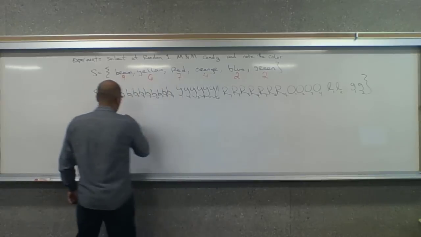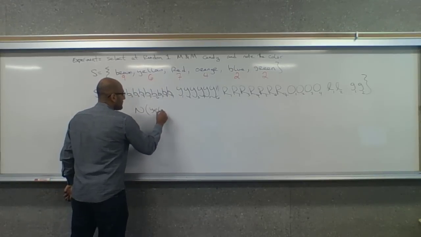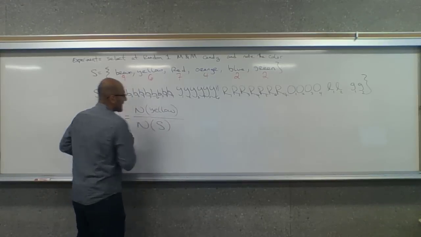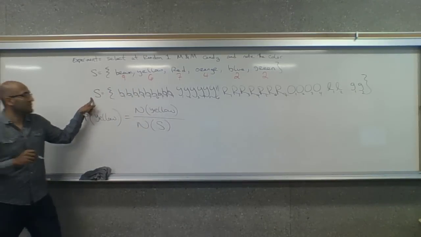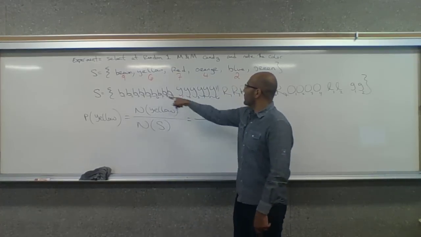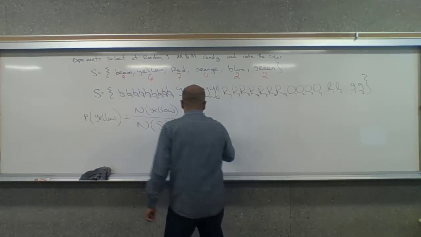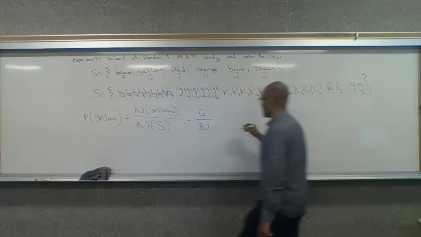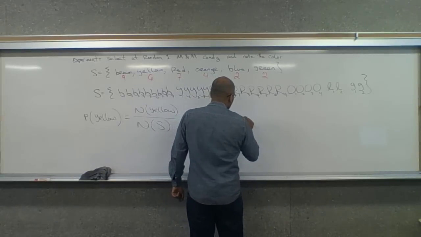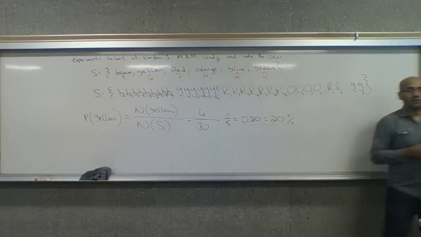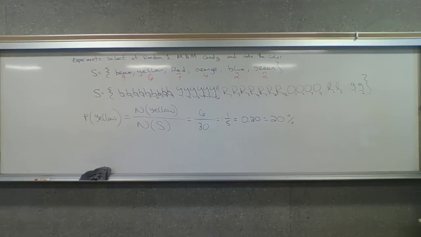So this is going to be equal to the number of ways of getting a yellow divided by the number of values in my sample space, capital S. Capital S is always a sample space. And so now I can say that there were 6 ways to get my yellow, divided by the total number, and there's 30 of them. So 1 out of 5, or 20%. Good? Questions? Comments? Issues? No?